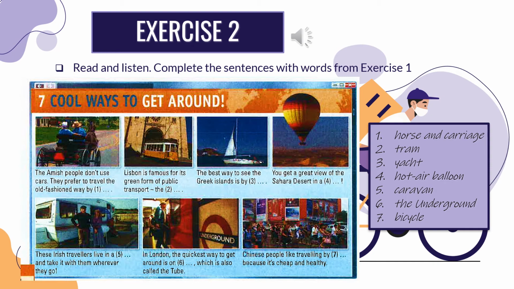In London, the quickest way to get around is on the Underground, which is also called the Tube. Now, last one. Chinese people like traveling by bicycle because it's cheap and healthy. So I hope you have marked your answers with a green pen as usual and do your correction if you get anything wrong.